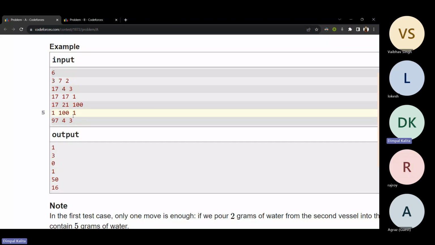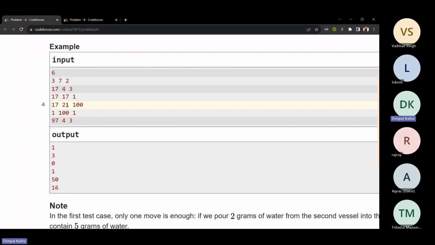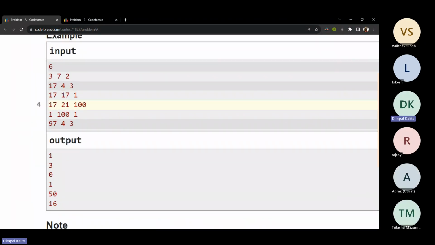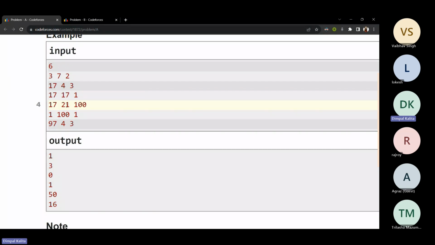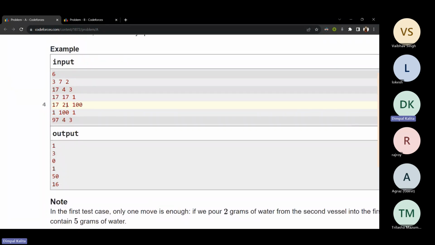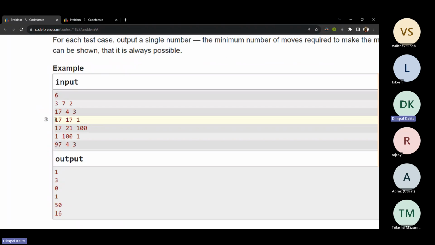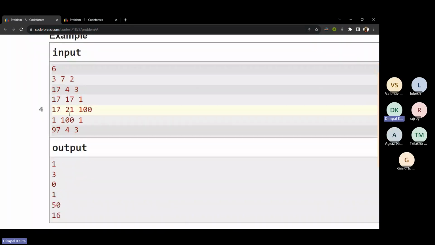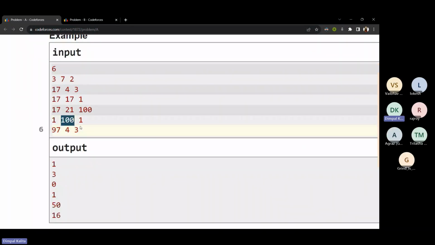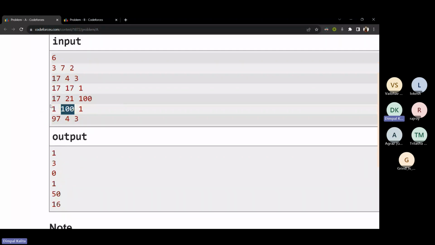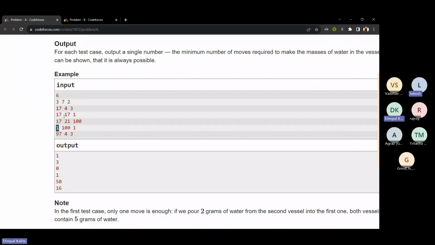So what we can observe at the very beginning is that if we transfer the water from the vessel that contains the larger amount of water, the number of operations will be minimum. You can check this for every case. Like for this case, we will just transfer 50 times from this vessel to this vessel, and the amount of water will become equal.